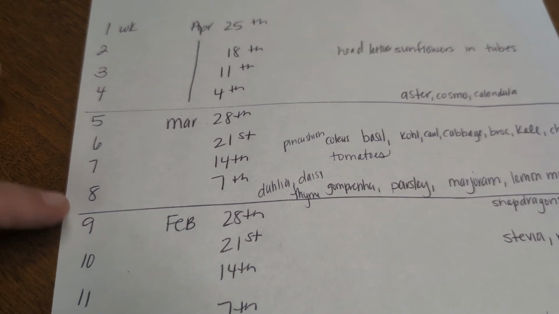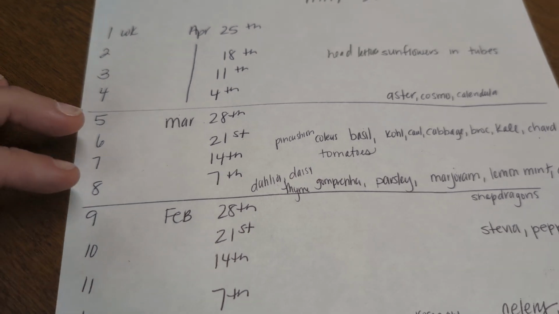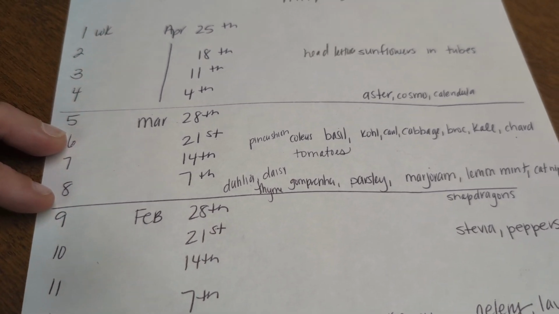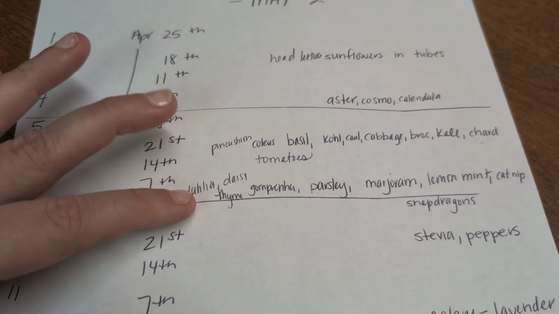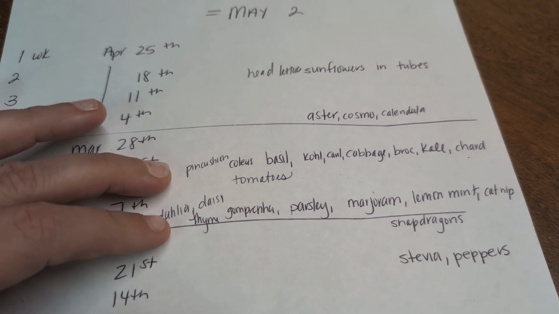Week 8 is a big week. A lot of things start 6 to 8 weeks before. So I kind of divided them up. I did some herbs and some flowers. And the 8th week, the 6th week, I went ahead and I'm going to do my tomatoes.